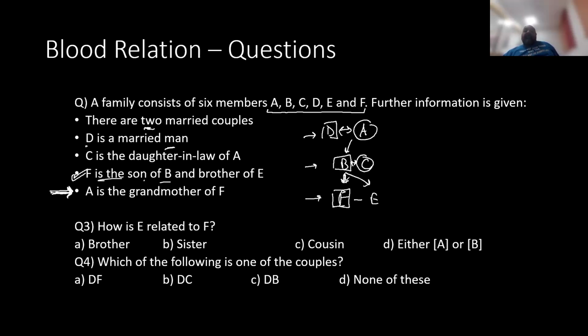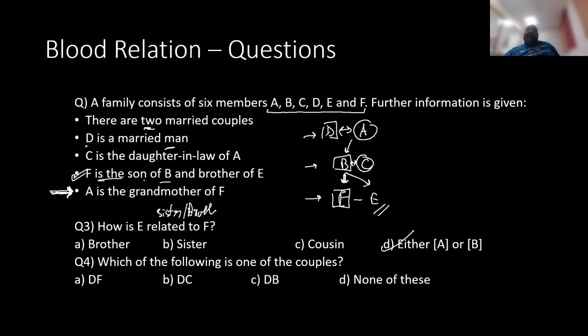Again, if I look at the genders, I am sure of the gender of D, A, B, and C because C is the daughter-in-law, so B has to be the male. F is the brother for sure. We do not know the gender for E. How is E related to F? E can be the sister or the brother of F.